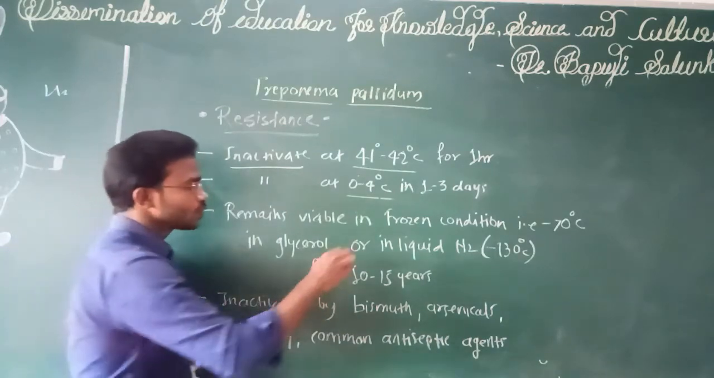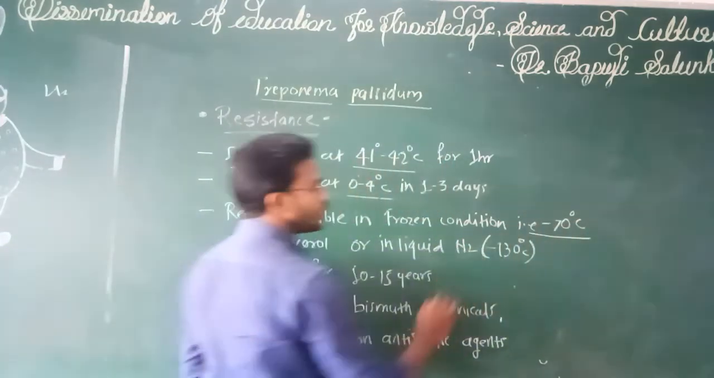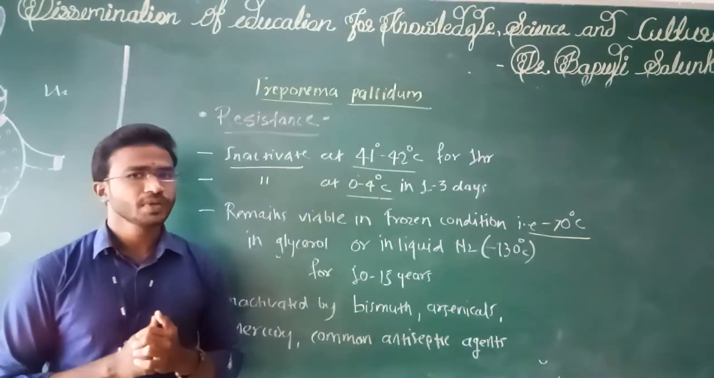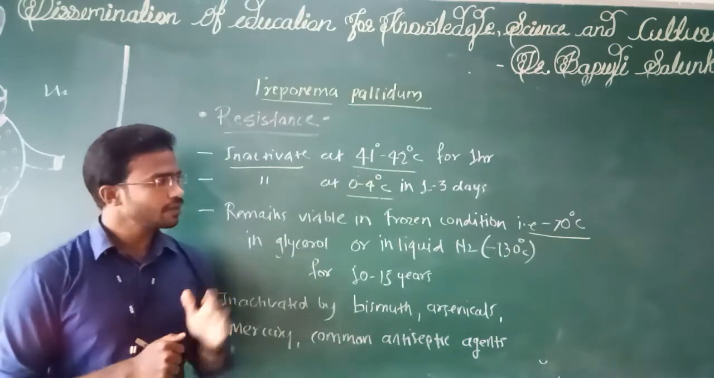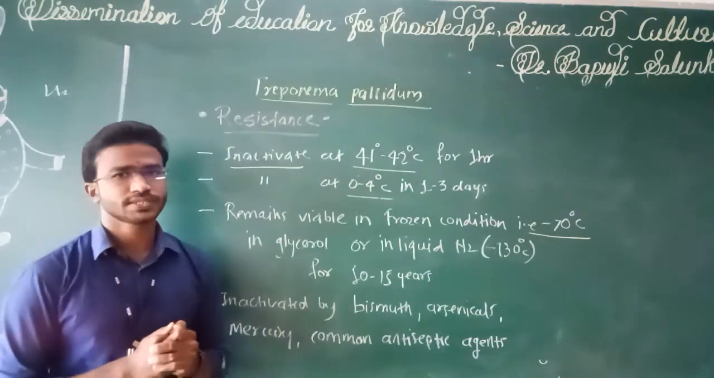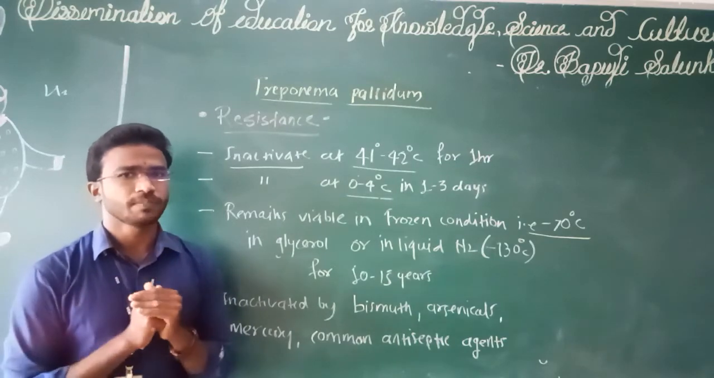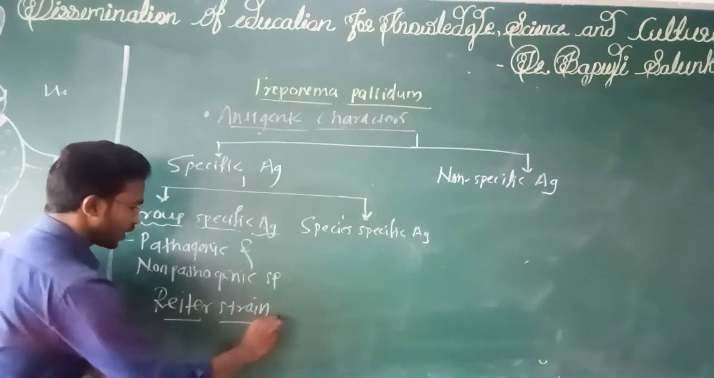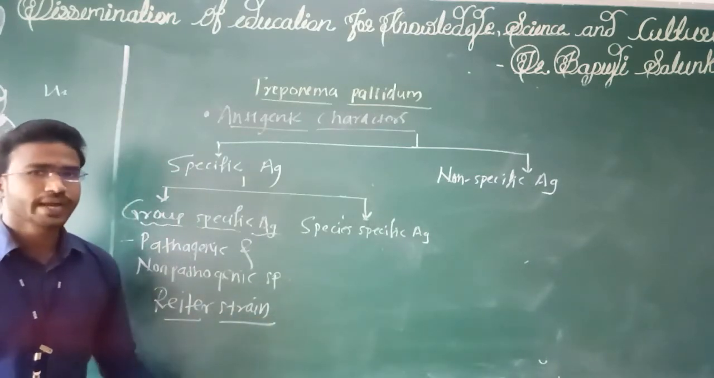In the previous lecture we studied Treponema pallidum with respect to its morphology and its cultural characteristics. Treponema pallidum is a spirochete organism known to cause a human disease called syphilis. Syphilis is a sexually transmitted disease, and sexually transmitted diseases are also known as venereal diseases.